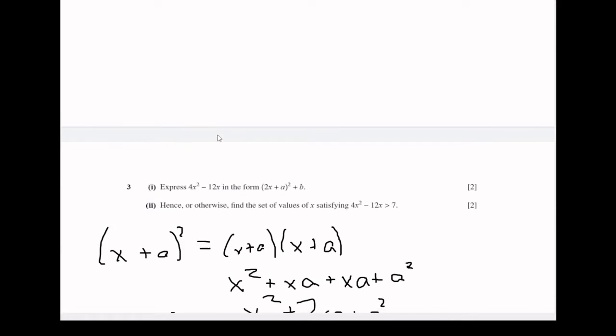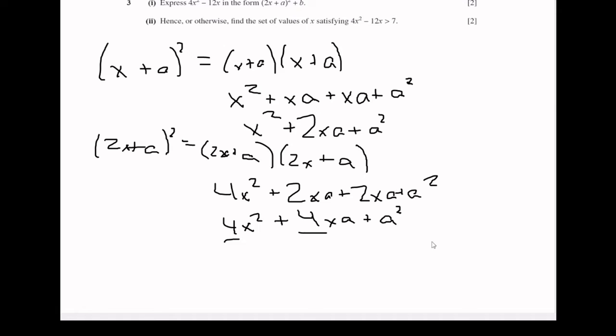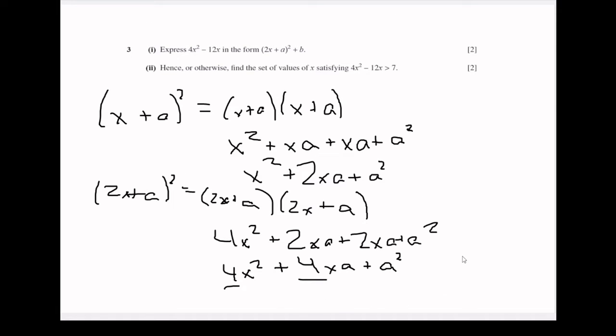Alrighty, down to our next one. I've already worked out a little bit of the problem, but it'll take some time to write out. So we just look at our first part. We see: express 4x squared minus 12x in the form of (2x + a) squared + b.